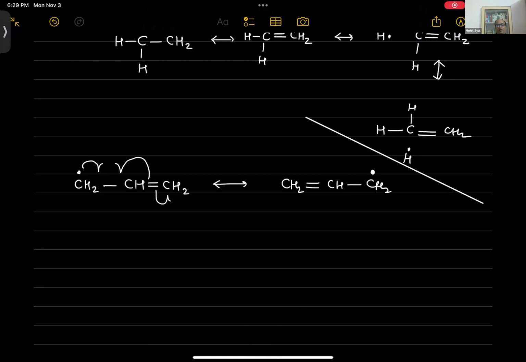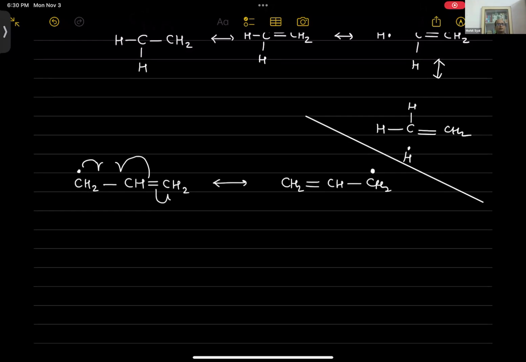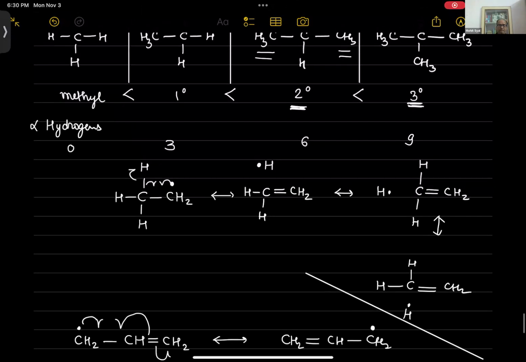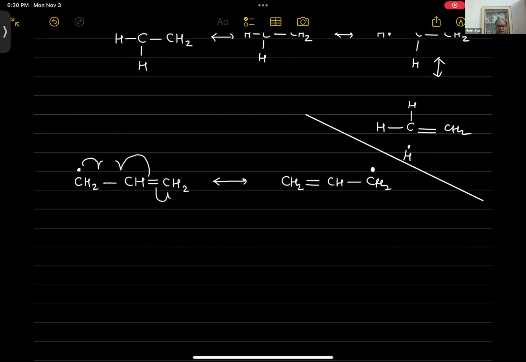And in resonance, the electrons actually get transferred completely. The pi bonds get transferred completely. So resonance actually causes more stabilization. Is it clear or not? Yes, sir. Got it. Right? Okay.